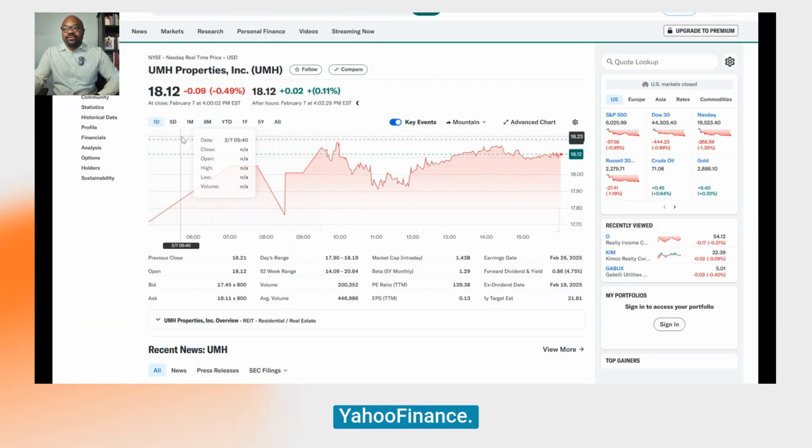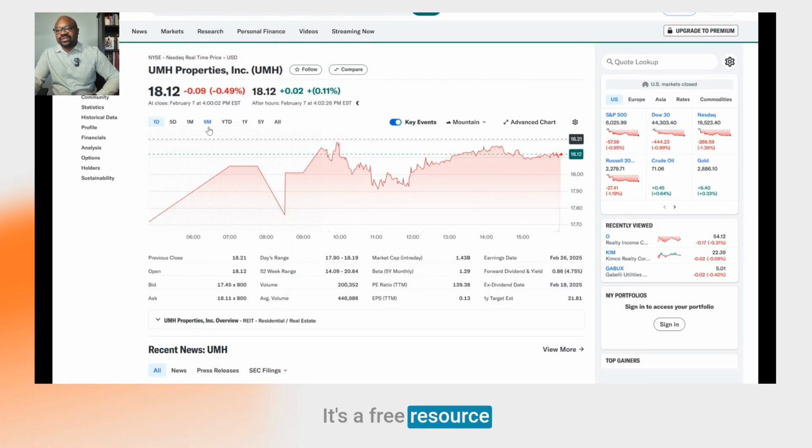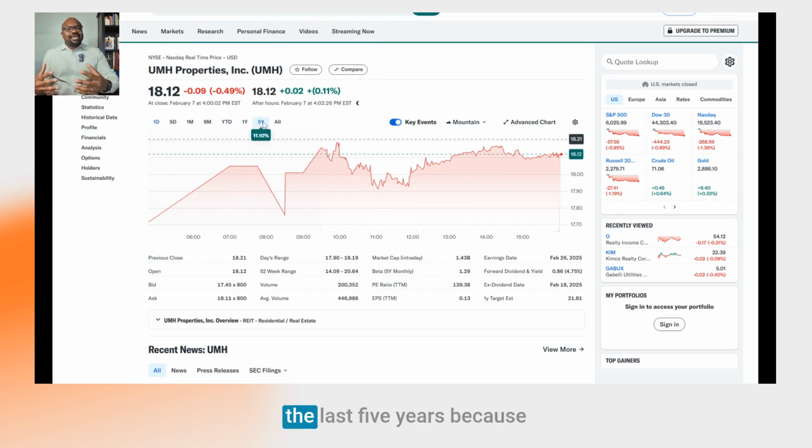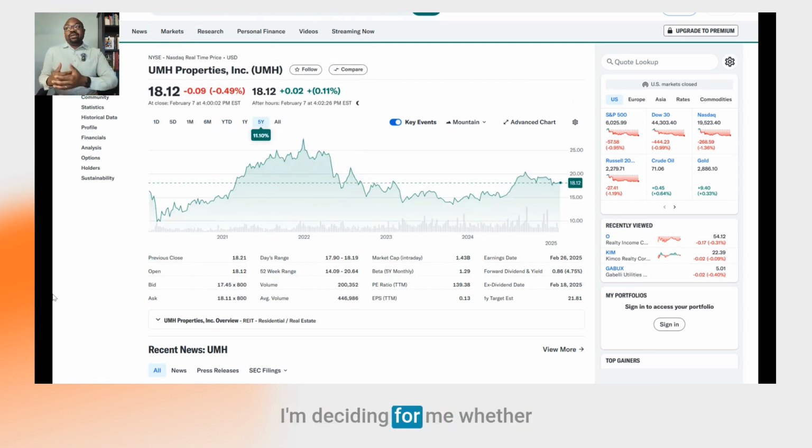So I would go to Yahoo Finance. I could type it in. It's a free resource that's available. I'm normally going to look at the last 5 years because I'm deciding for me whether I'm interested in investing for the next 5 years. And so that normally means that looking at it for 1 year or a year to date or a few months, that doesn't give me enough information. And so you can see that over the last 5 years, I had an 11% return.